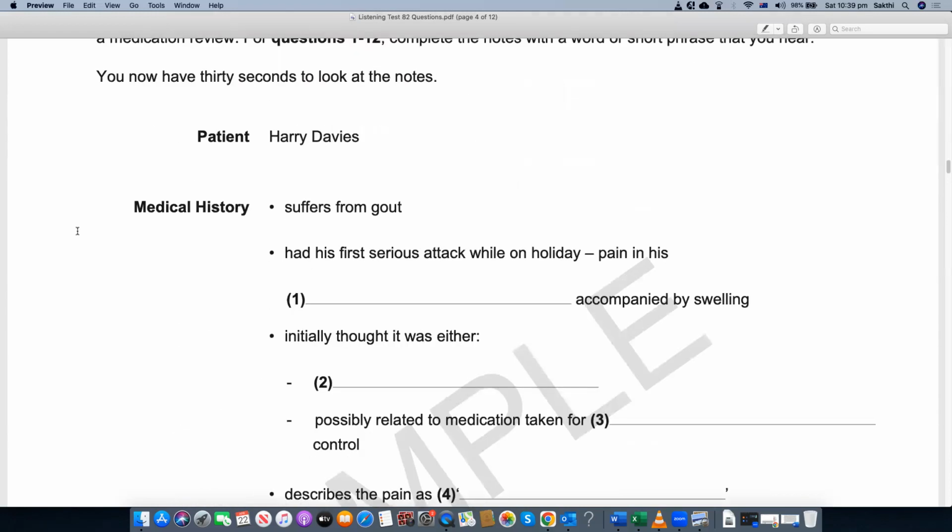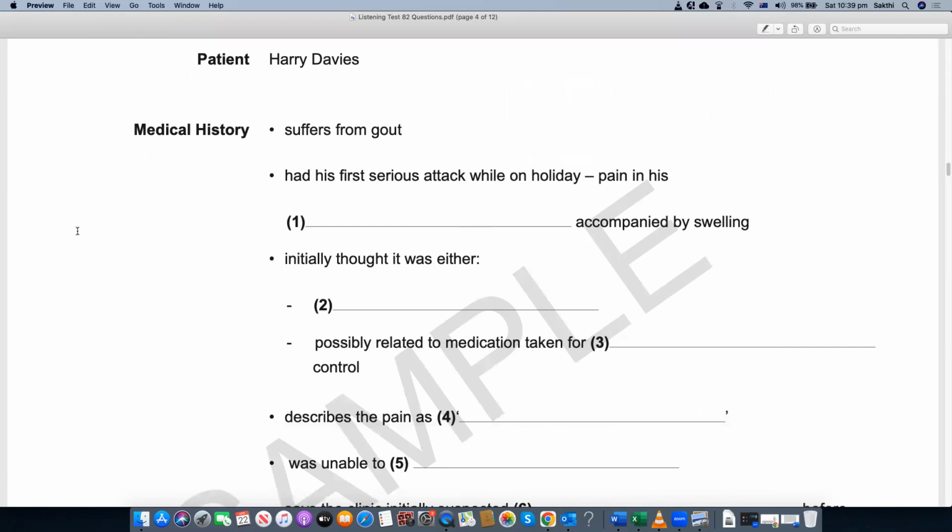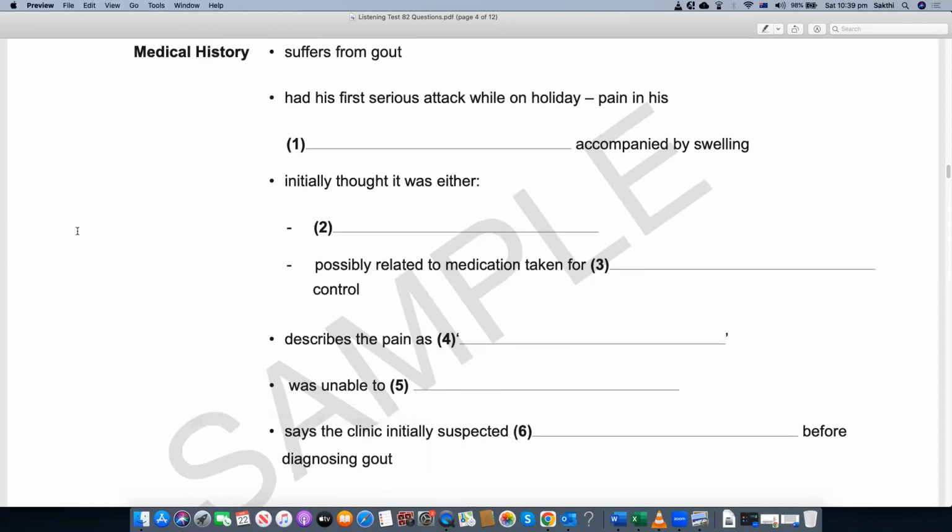Now, Mr. Davis, I understand your GP has referred you to me so that we can review the medications you're taking for your gout. That's right. So, tell me a bit about this gout. When did it start? Well, my first serious attack was last year. My wife and I were on holiday and I woke up one morning with a really bad pain in my left knee. Well, I never thought of gout because I always assumed that just happens somewhere like your big toe, and anyway, I'm only 40. I thought it was something only old people get.